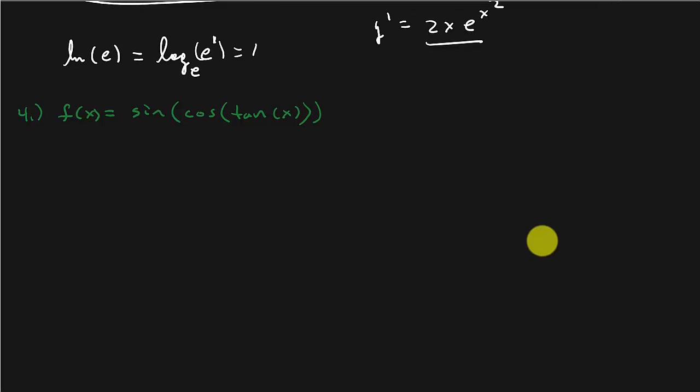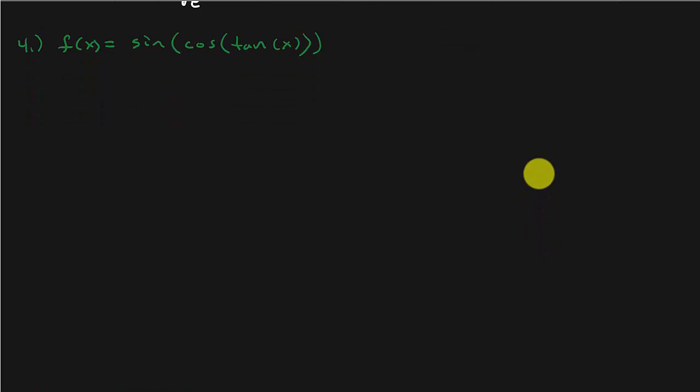All right, so what about this one? Let's take the derivative of this thing. That looks fun, doesn't it? All right, so I've got f prime of x is equal to, okay, so I'm taking the derivative of sine of this. So what's the derivative of sine? Derivative of sine is cosine, right?